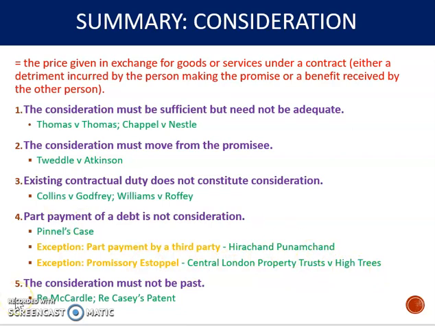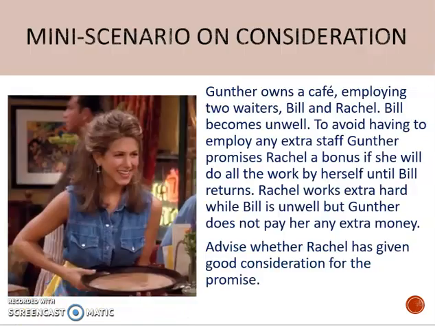And our final rule is the consideration must not be past. This means that a promise cannot be based upon consideration that was said, given or done before the promise was performed. And there is an exception to that though, and that comes from Casey's Patent. So that's just a really quick recap then. Let's go back and have a look at what the issues are for Rachel and Gunther.